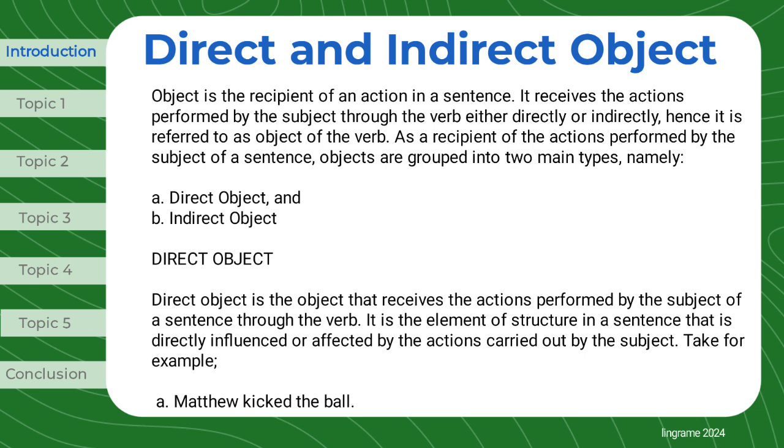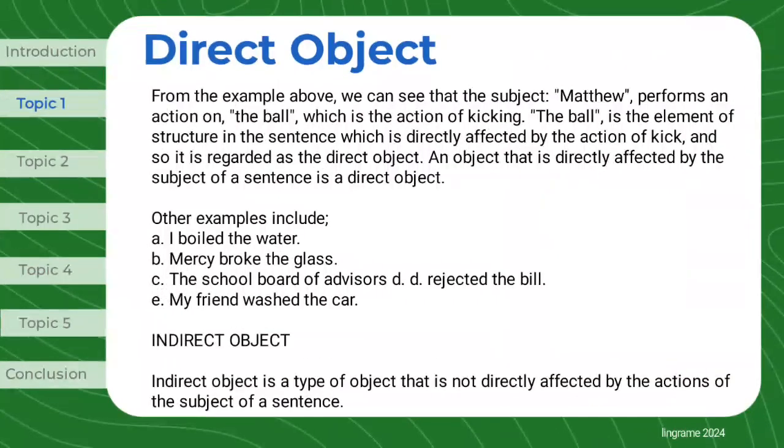Direct object. Direct object is the object that receives the actions performed by the subject of a sentence through the verb. It is the element of structure in a sentence that is directly influenced or affected by the actions carried out by the subject. Take for example, Matthew kicked the ball. From the example above, we can see that the subject, Matthew, performs an action on the ball, which is the action of kicking. The ball is the element of structure in the sentence which is directly affected by the action of kick, and so it is regarded as the direct object.